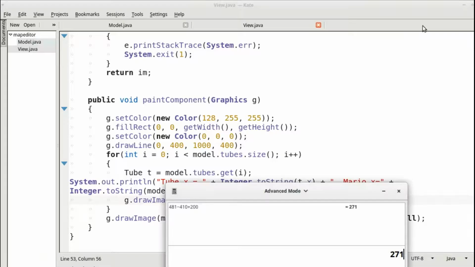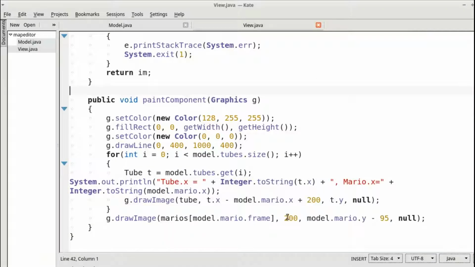As you start working through the exact details, you realize I drew this at the tube's x minus Mario's model x plus 200. You see what I was doing there? I'm drawing my Mario at a position of 200. But then when I changed Mario's feet to be to the right side of Mario, I didn't subtract Mario's width. So I think I have to have a minus 60 here. I'm always drawing Mario at 200.